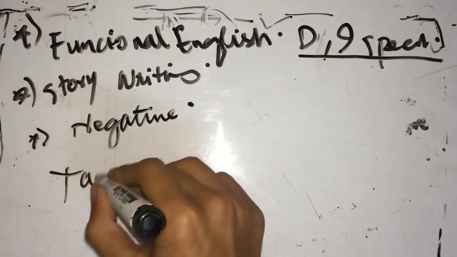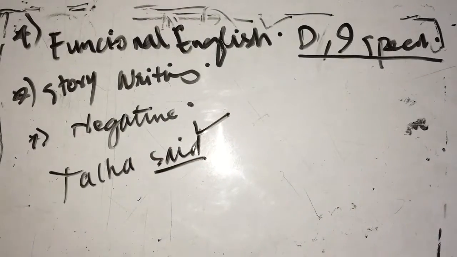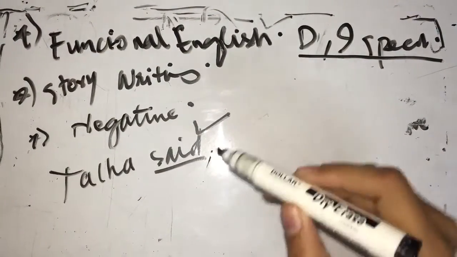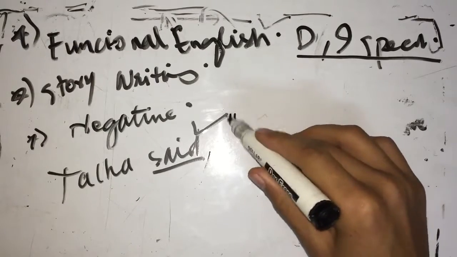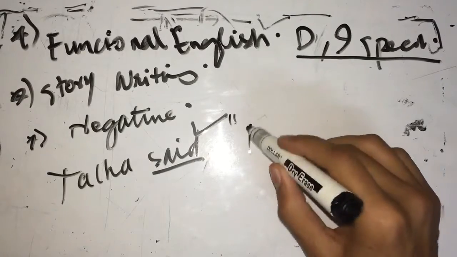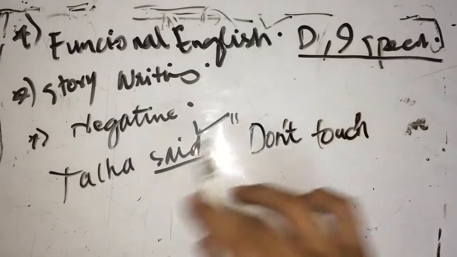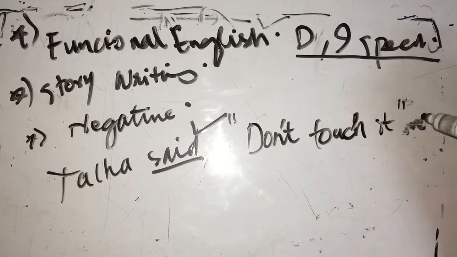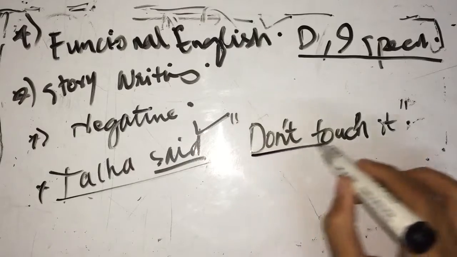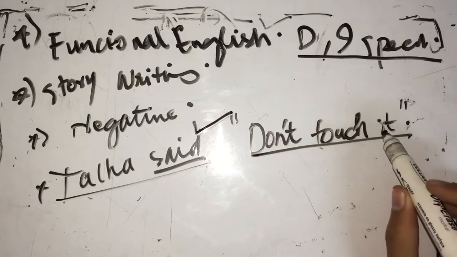For example, I say Talha said, and I'm using said because direct and indirect speech is mostly about the past tense. So I'm not using says, I am using said. Here I'm going to include a comma, then start my quotation marks or inverted commas. I'm going to write don't touch it. For example, this sentence: Talha said, "Don't touch it." This is direct speech, this is the reporting speech, and this is the reported speech. The reporting verb is in the past tense, so we have to change this as well.